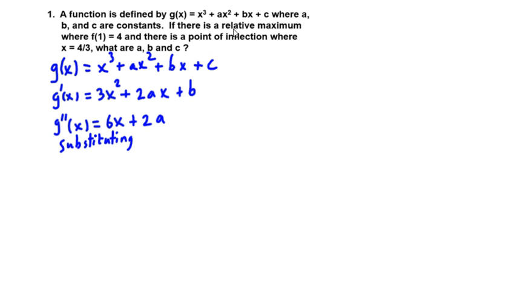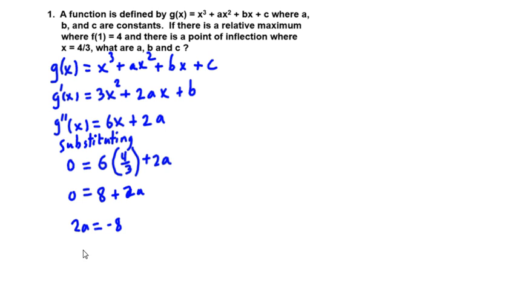So now we can actually solve this. What do we know about a point of inflection? Well, we know at a point of inflection, g double prime of x has to equal 0. So we say 0 is equal to 6 times our input value, which is 4 over 3, plus 2a. Now just multiplying through, 6 times 4 is 24, divided by 3 is 8. So 8 plus 2a is equal to 0. So 2a is equal to negative 8. And dividing by 2, a is equal to negative 4. So that's one of our unknowns that now we know.